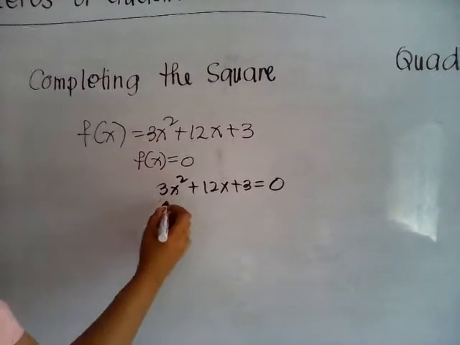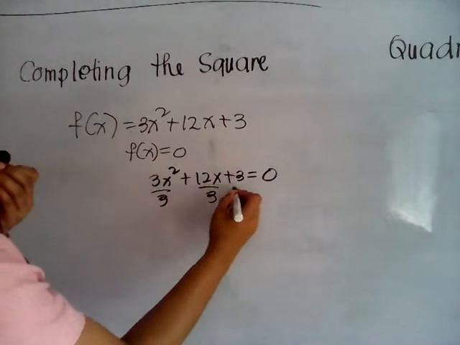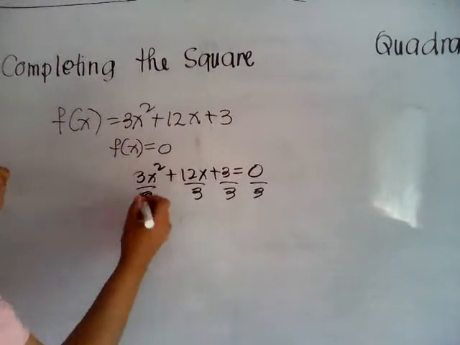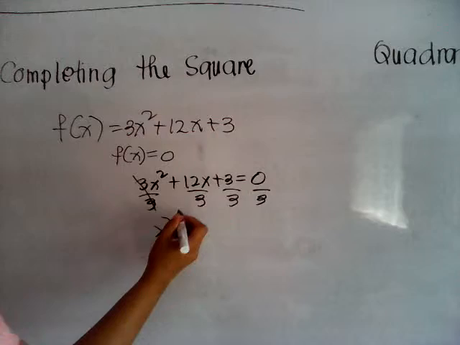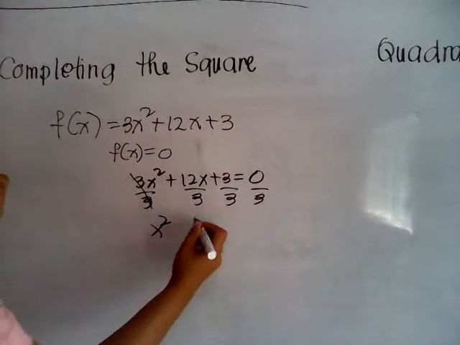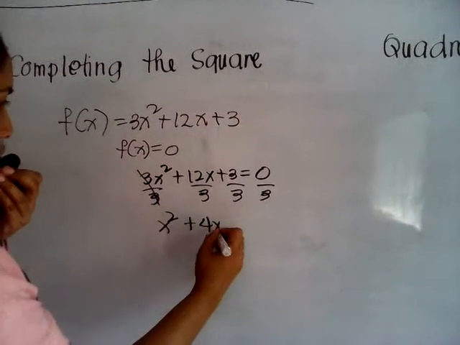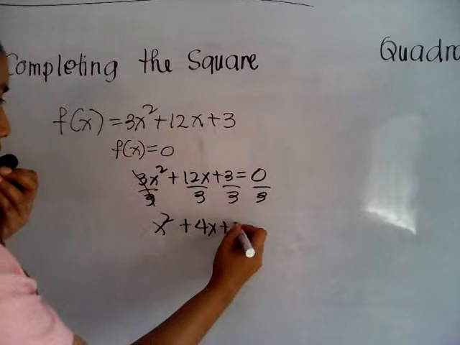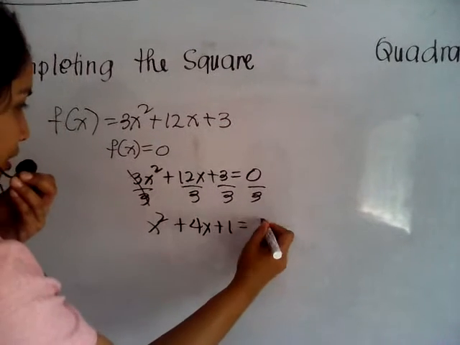Then divide the elements by 3. Then we have 3 divided by 3 is x squared, 12 divided by 3 is 4 times x, which is plus 4x, and 3 divided by 3 is 1, equals 0 divided by 3, which is 0.